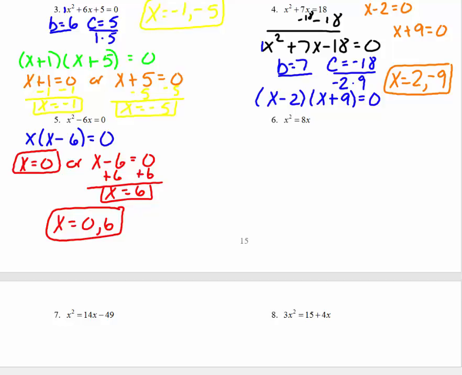I'll let you do number 6 on your own, but I will start you off. It does not equal 0, so the first thing you'd want to do is subtract the 8x. Those are not like terms, so it's just going to be x squared minus 8x equaling 0. It's going to look a lot like number 5, so my final answers are 0 and 8. So x equaling 0, comma 8.